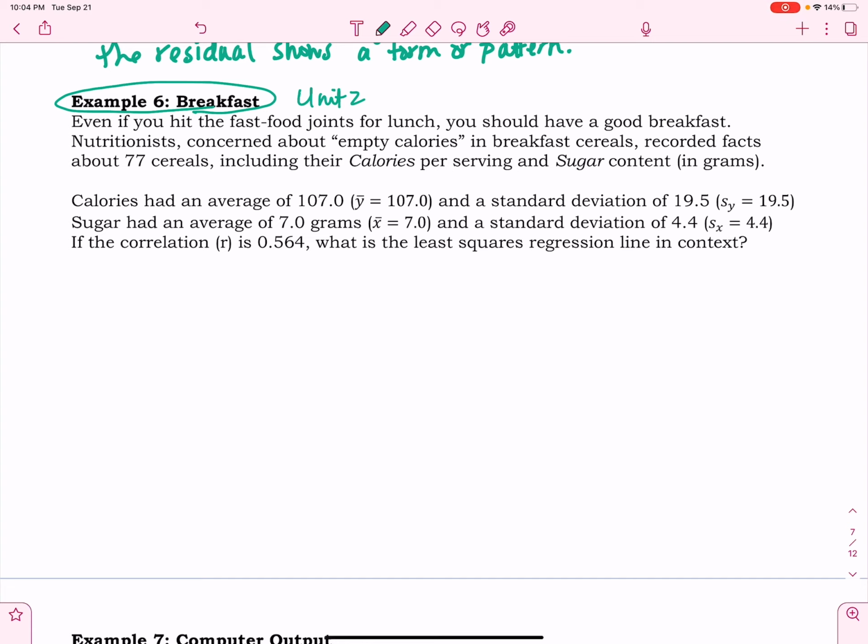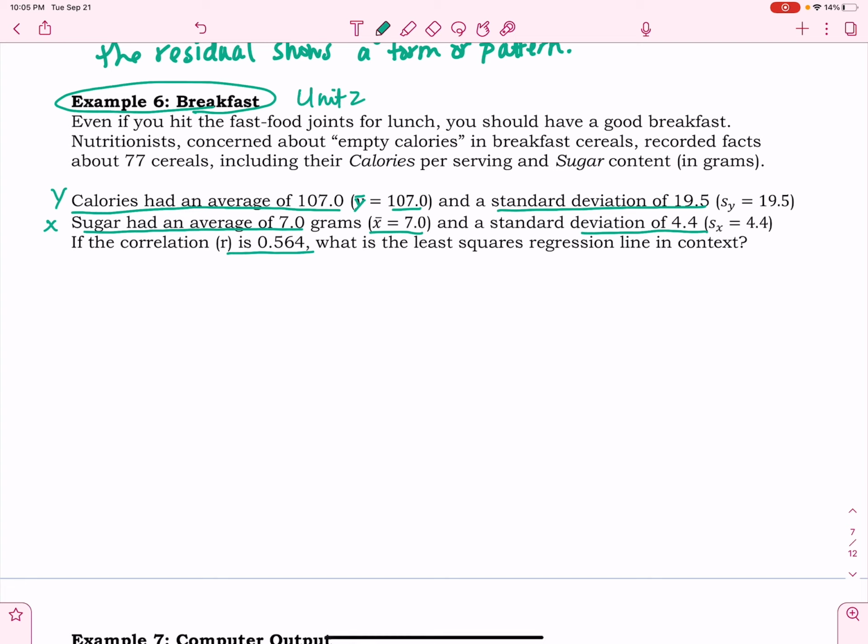You are told that calories have an average of 107 and a standard deviation of 19.5. Notice that in parentheses, I've told you that this means y bar equals 107. This is how you can tell which one's the response variable and which one is the explanatory variable. So calories, that's going to be our response variable. Sugar has an average of 7.0 grams, so x bar, so that's going to be our explanatory variable, with a standard deviation of 4.4. And we're also told that the correlation is 0.564.